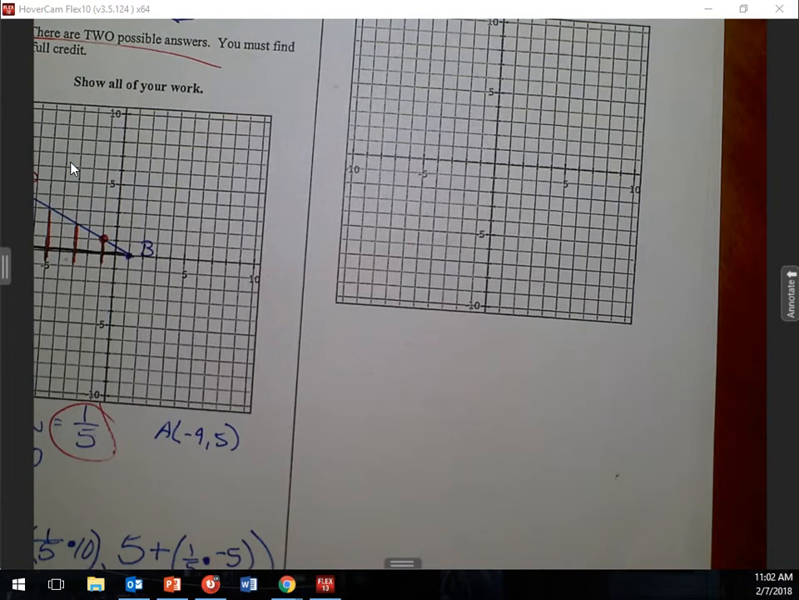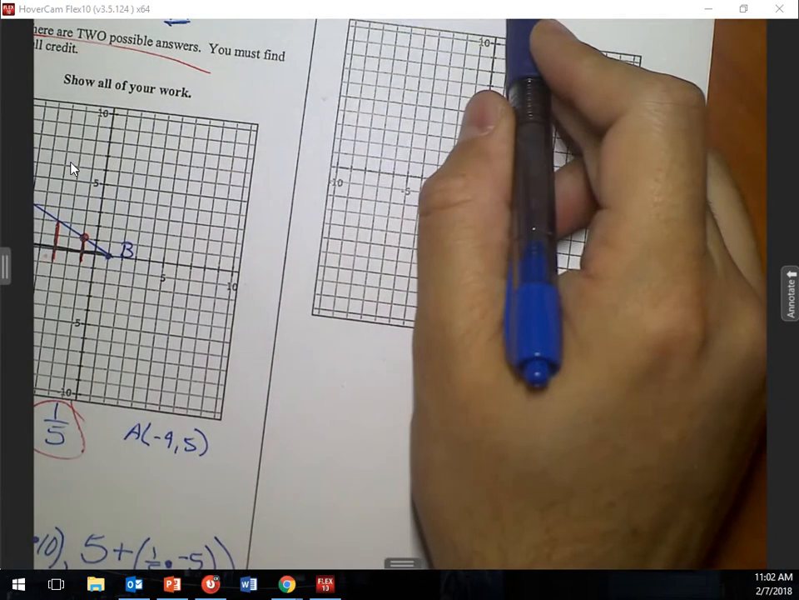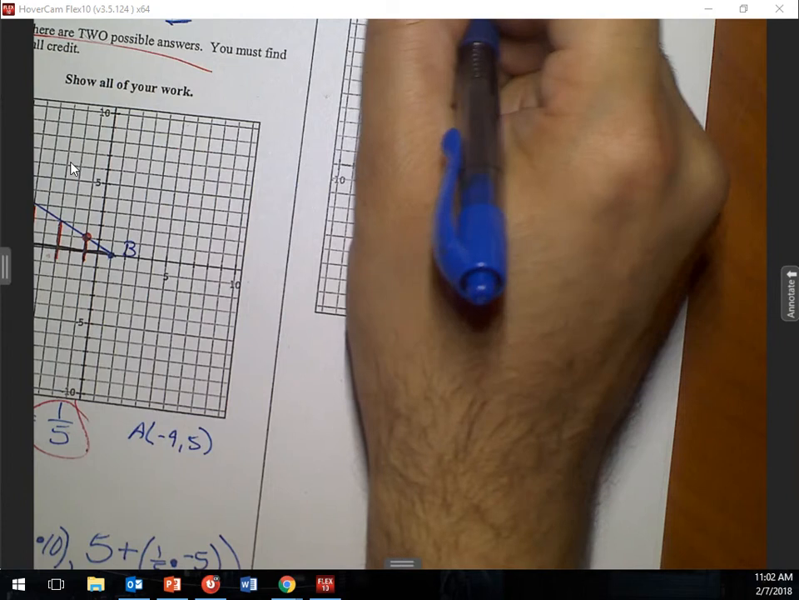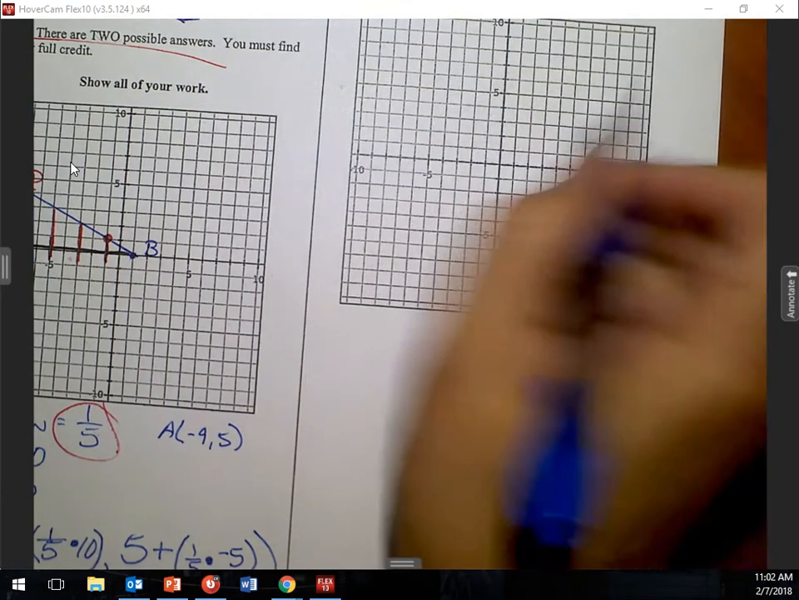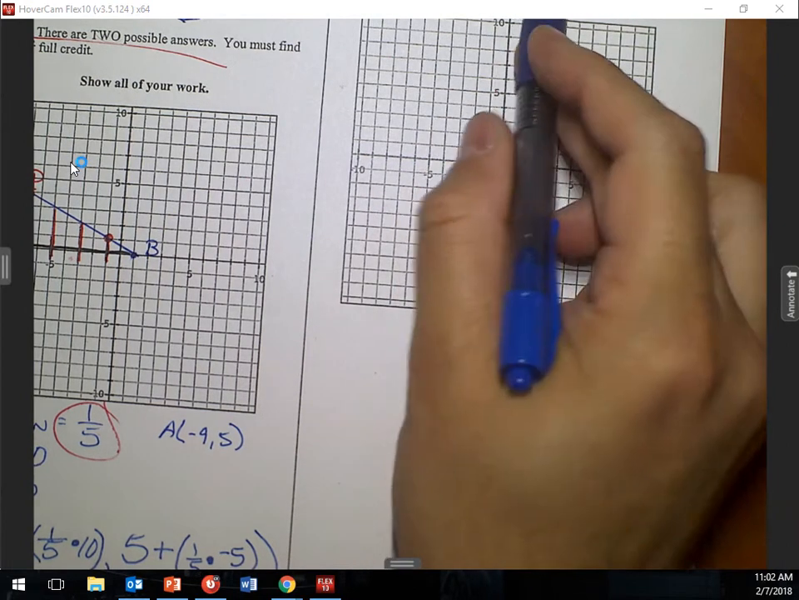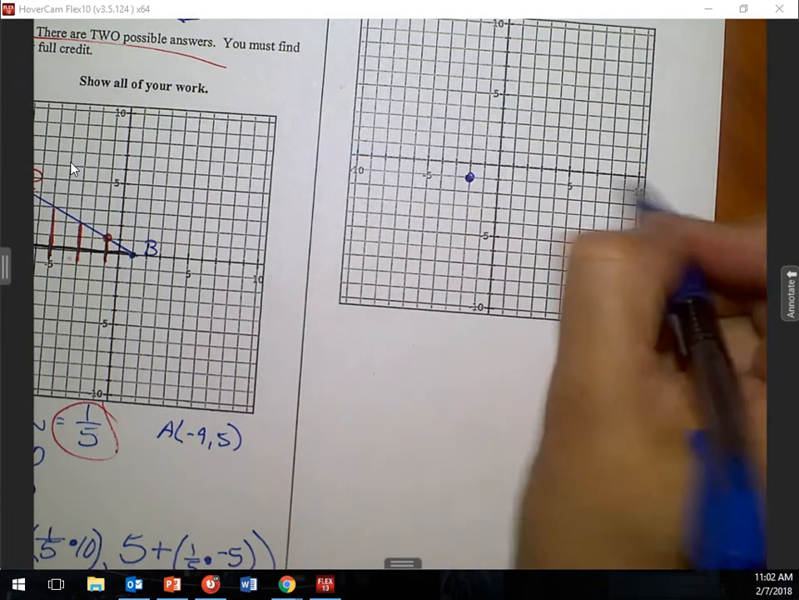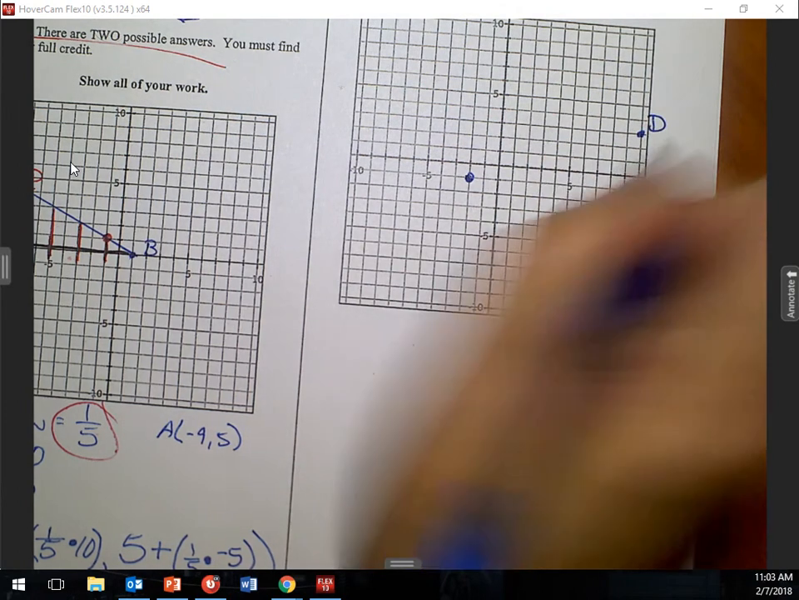Okay, so let's take a look here. I'm going to start by graphing this one right here, number 8. I have CD in the coordinate plane, with endpoints C and D. So -2, -1. There's my C. And 10, 3. 10, 1, 2, 3. There's my D. There's my C.